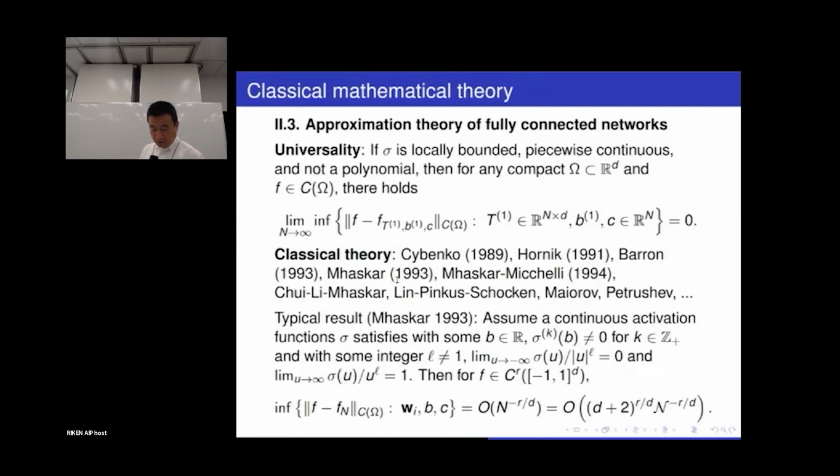So a typical result is this one given by Mhaskar, saying that if the function you want to approximate has, say, r-th derivative, then the rate of approximation can be n to the minus r over d, where d is the dimension. If the dimension is large, then this rate will be small, and n is the number of hidden neurons. But anyway, this shows us that as long as n is large enough, then we can approximate the function f well, although the dimension d will give us trouble if it's large.